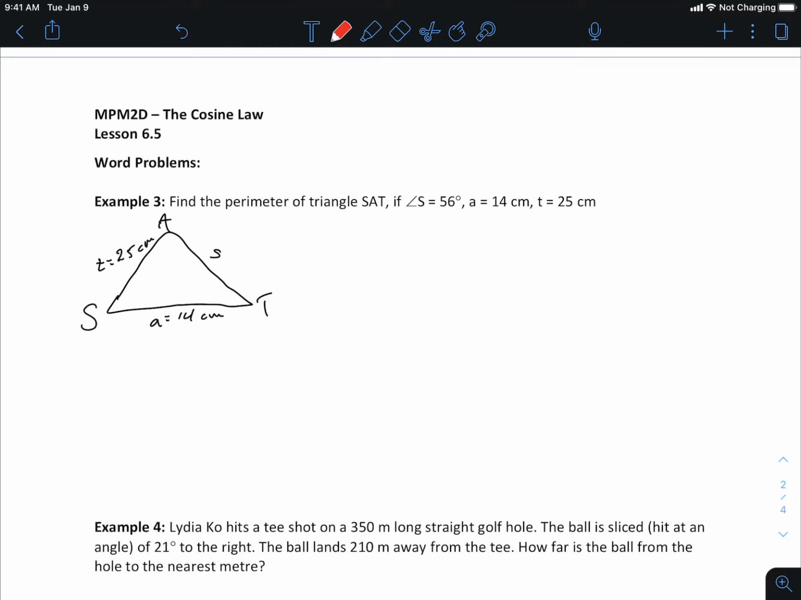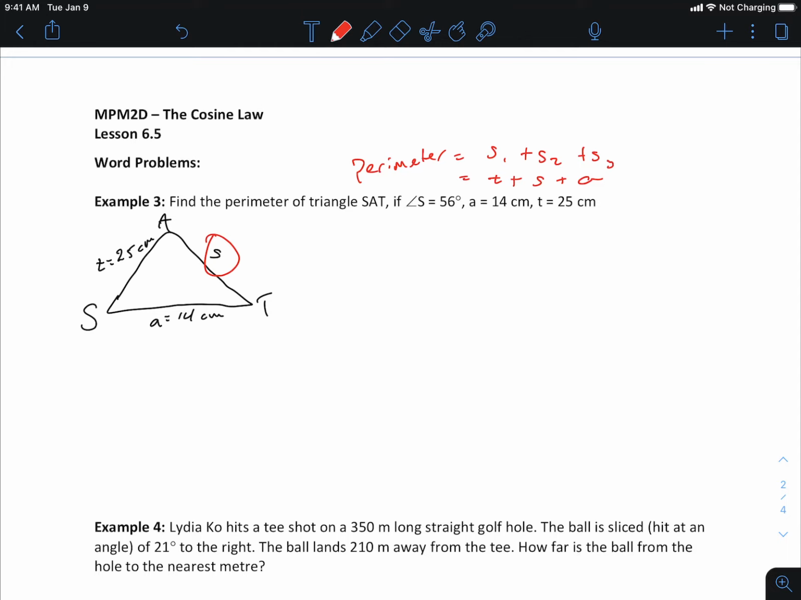Okay? Does anybody have any issues with the triangle I've drawn? What are we after for perimeter? Perimeter is equal to side 1 plus side 2 plus side 3, right? Or in other words, we're going to go T plus S plus A. The issue is I don't know what S is. But if I find S, then I can add them all up and I have the perimeter.